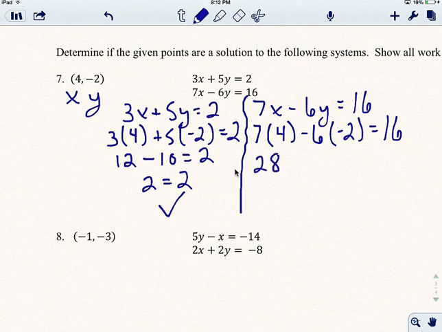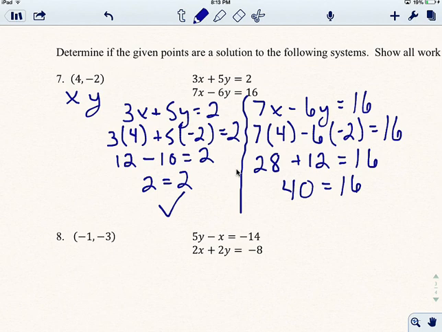28, okay? And now I've got negative 6 times negative 2. Remember, a negative times a negative equals a positive. So negative 6 times negative 2 makes positive 12, okay? And 28 plus 12 says this equals 16. Let's test this thing out. 28 plus 12 is actually 40. And, well, 40 and 16.